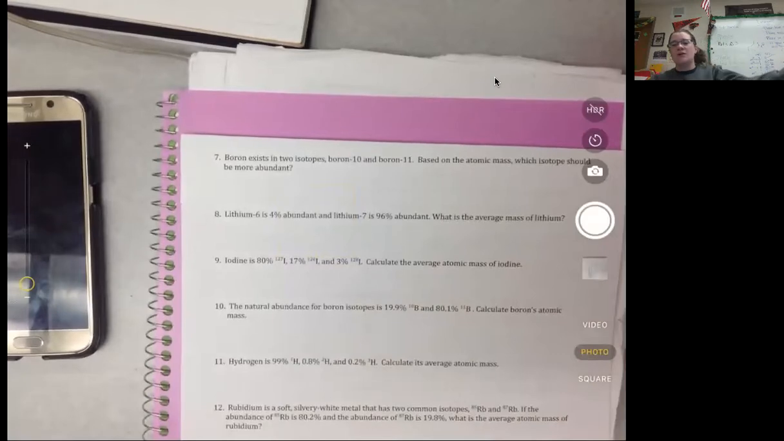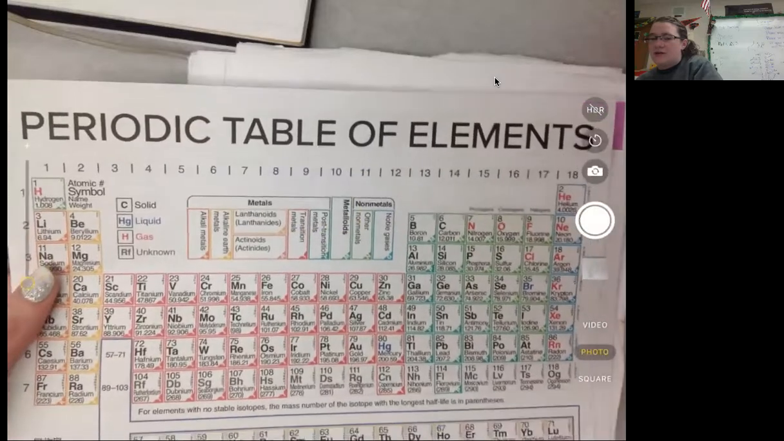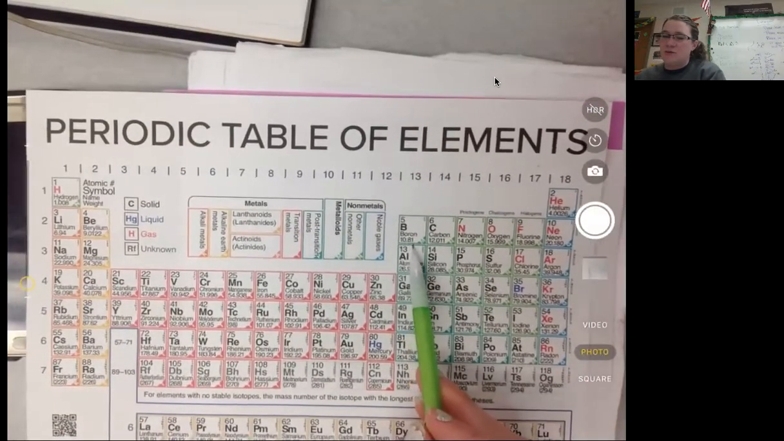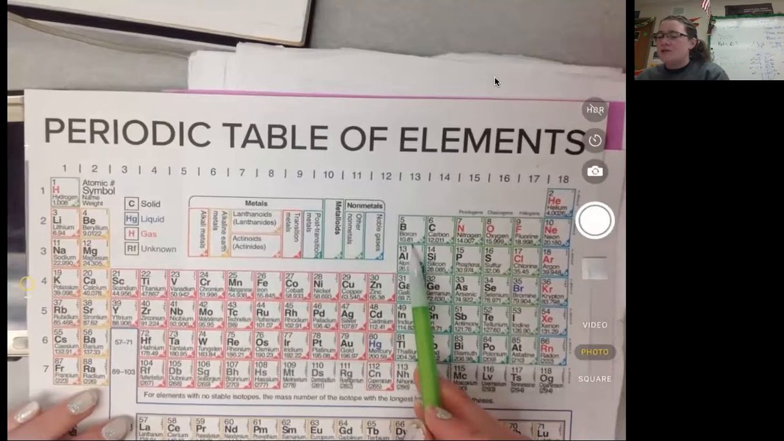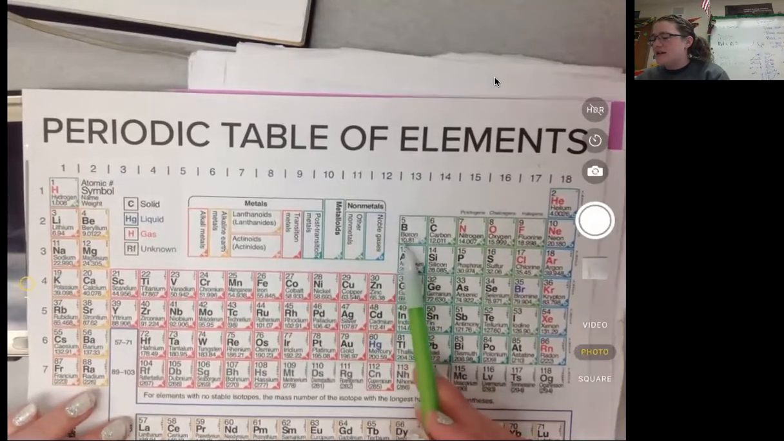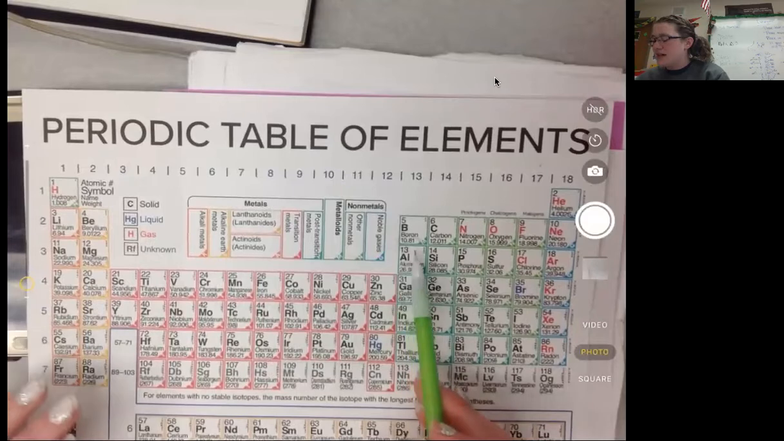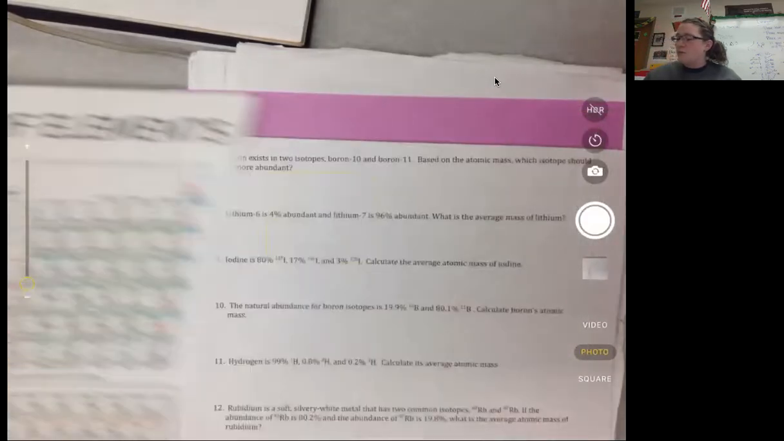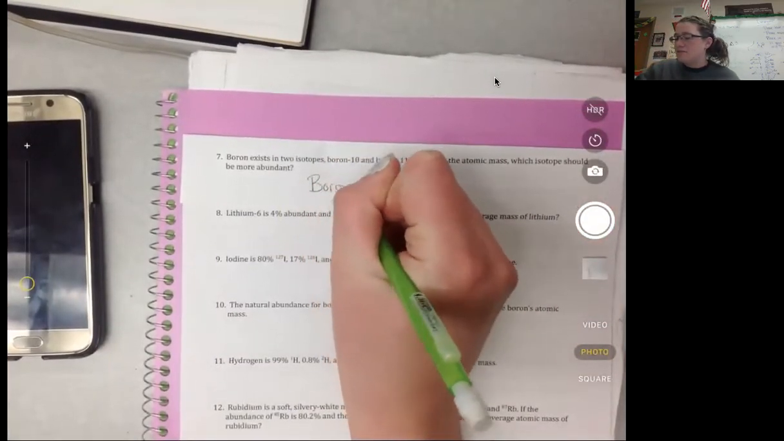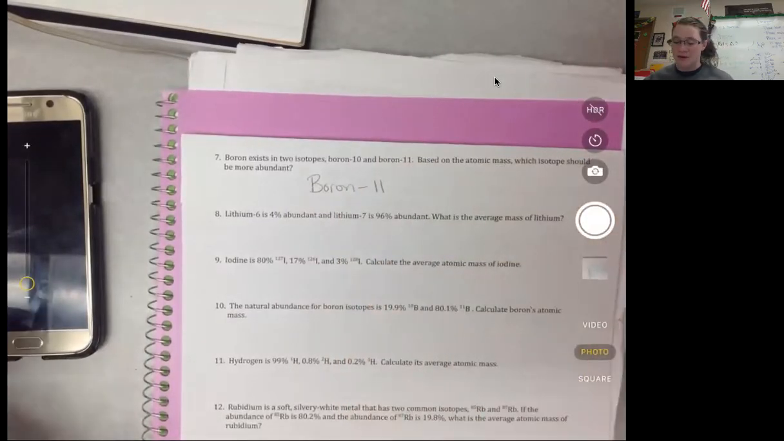If I want to know which one's more abundant, I need to look at that atomic mass and figure out what is going on. I have 10.81, and 10.81 is really close to 11. It's further away from 10. And so there must be more boron 11. Boron 11 is more abundant.